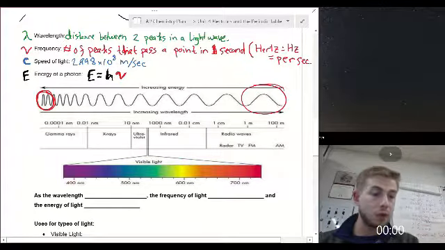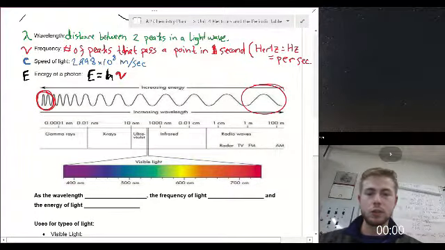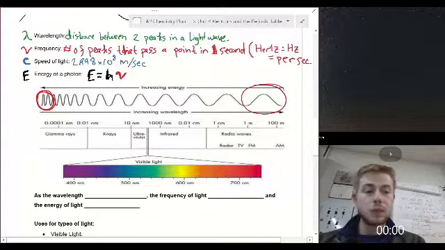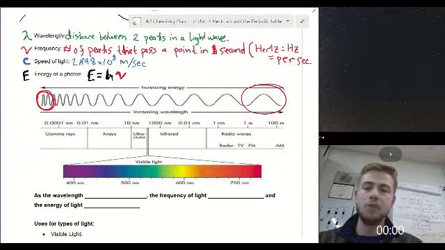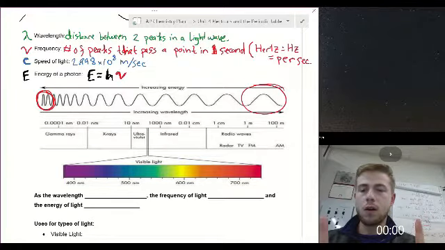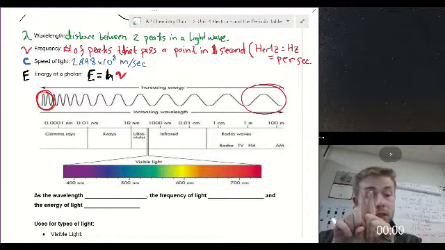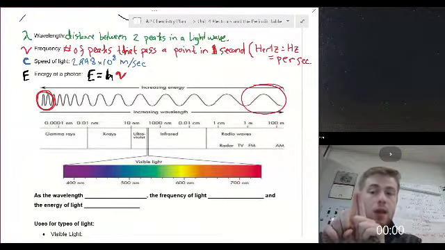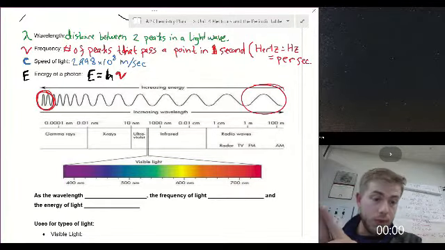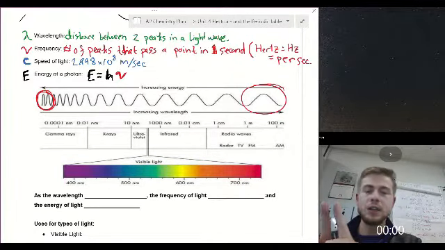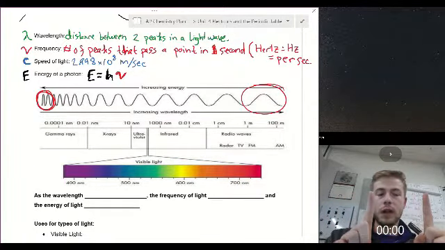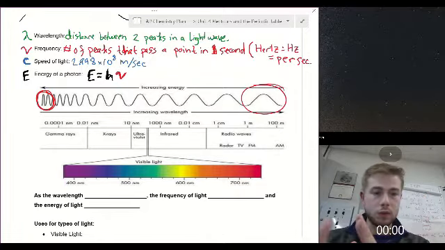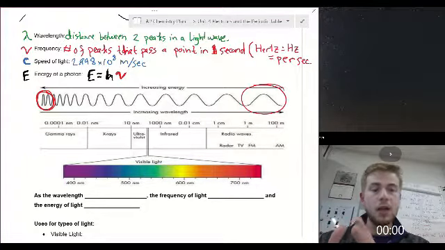Notice the distance between those peaks. They get larger and larger. The distance between those peaks tells you the wavelength, and it will also tell you the color or type of light. The ones where the waves are really, really close together are known as gamma rays. They're very high energy light. Then as we get wider, we go to X-rays and then ultraviolet rays. All of those are pretty dangerous types of light.